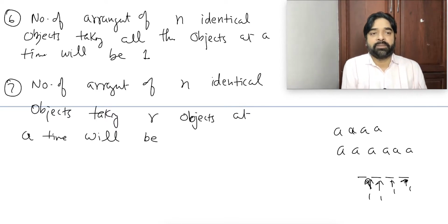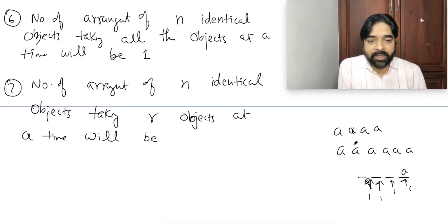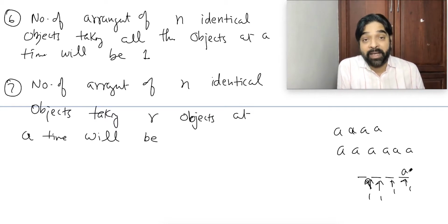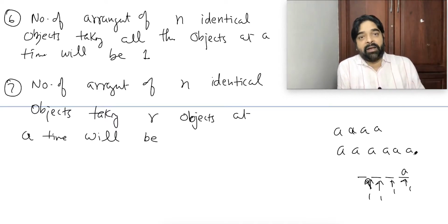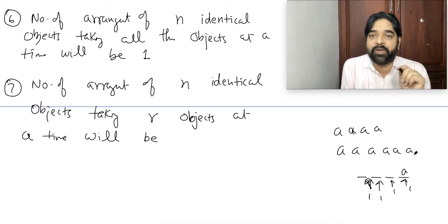Are you able to understand? If you put A, which A you are putting doesn't matter. If it is A, B, C, D, E, F, then we say 6 ways, because A can come, or B can come, or C can come, so 6 ways. But here it is A, A, A, A, so the meaning is simple: only one way you can fill it.